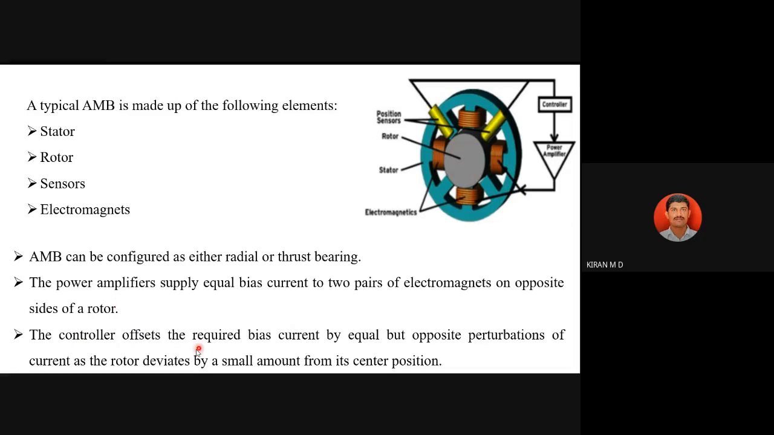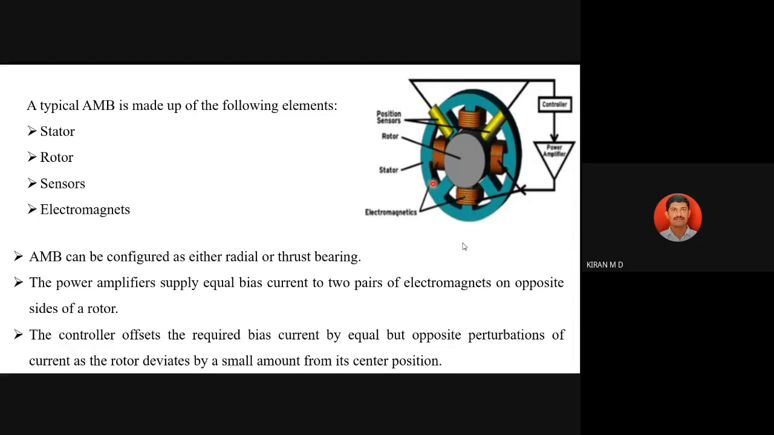The controller offsets the bias current by an equal but opposite amount as the rotor deviates by a small amount from the center position. See here, if a load is acting in the downward direction, the electromagnetic field is created in all directions. But if we create maximum force here, because the load is also acting downward, there is a chance of the rotor coming close to the bearing surface in this position.